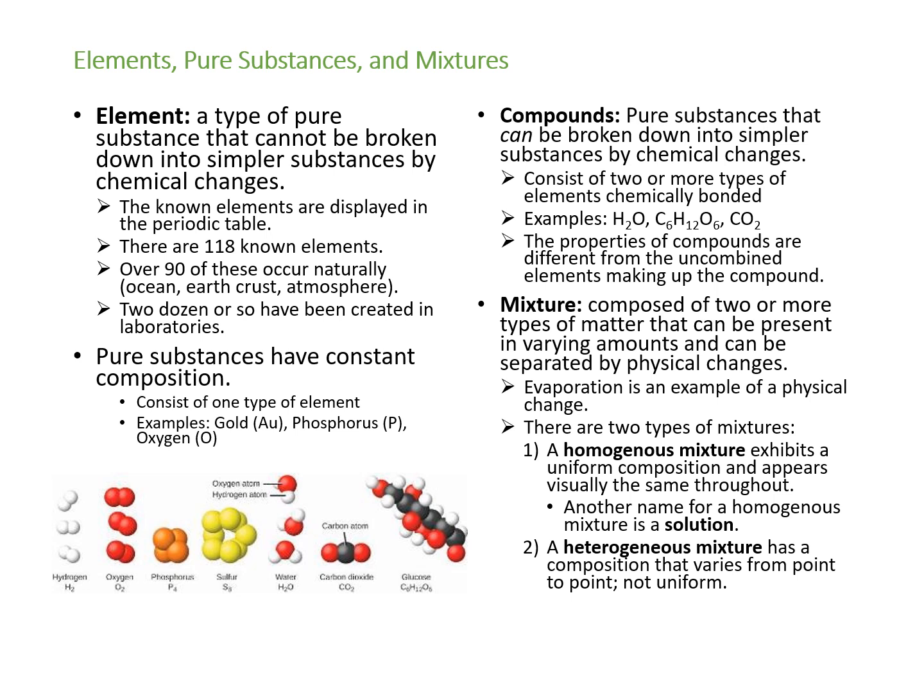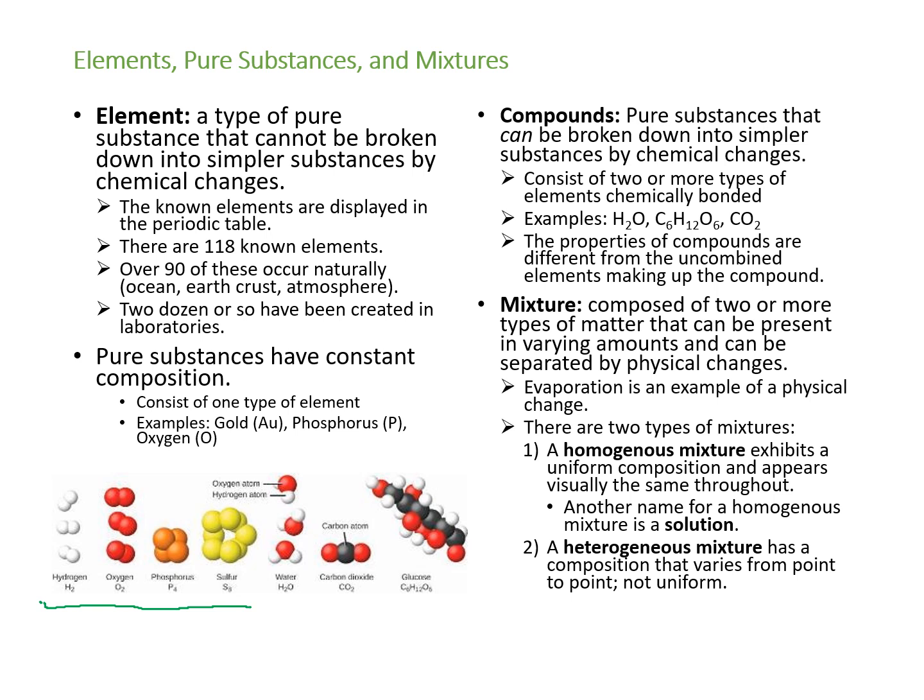So a pure substance has a constant composition. It consists of only one element. And so an example of this would be something like gold, phosphorus, oxygen. We have some examples here, so you can see where those elements are combined together to make up that molecule.